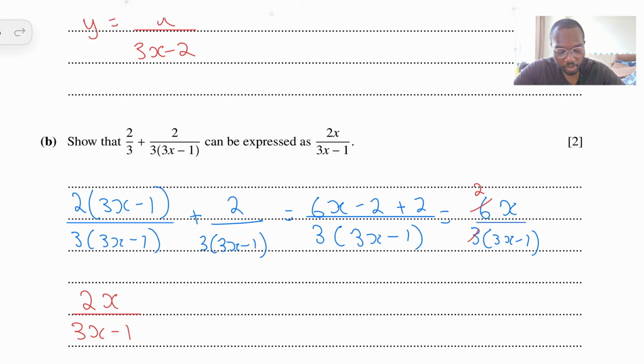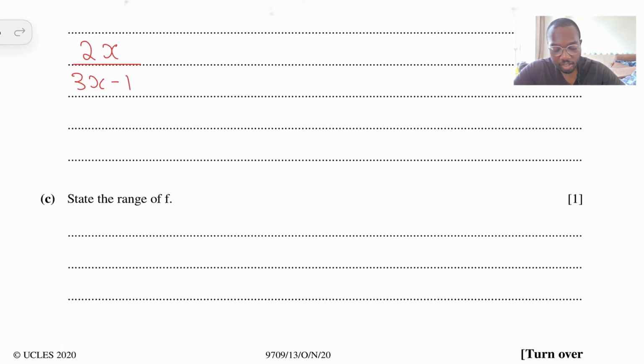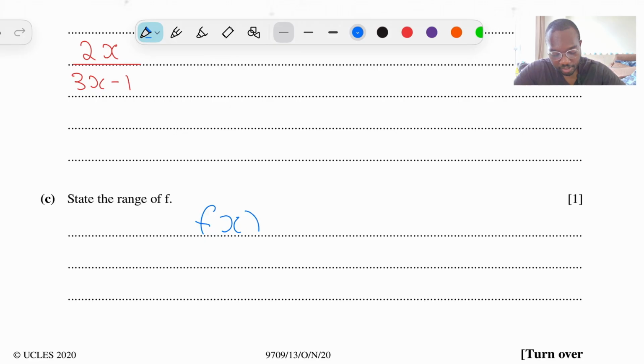Well, we know that it'll always be 2 over 3 plus some value, okay? And as a result, because it will always be 2 over 3 plus some positive value, therefore the range would be greater than 2 over 3. That positive value can get very small towards 0, but it can also be very big as well. So therefore, it will just be f of x is greater than 2 over 3.